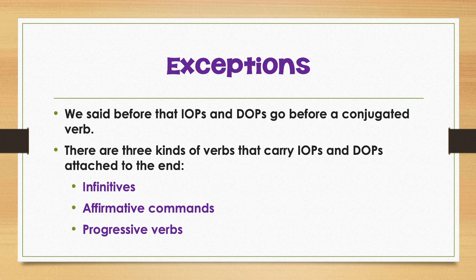One last thought. We did say that both IOPs and DOPs go before a conjugated verb. But there are three kinds of verbs where we attach the IOPs and DOPs to the end. We still put the IOP first. We still change it to se if they both start with the letter L. But we can do them at the end of infinitives, affirmative commands, and progressive verbs.